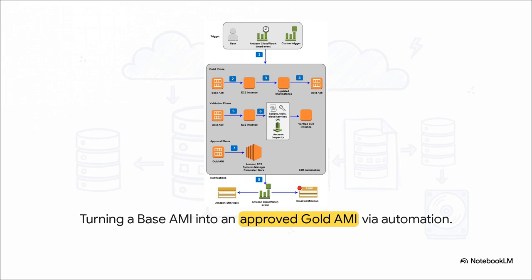But we don't stop there. We launch another instance from that gold AMI and use tools like Amazon Inspector to actively hunt down vulnerabilities. Only when it passes every single test does it become an approved AMI for the dev teams. This is how you completely automate your security.